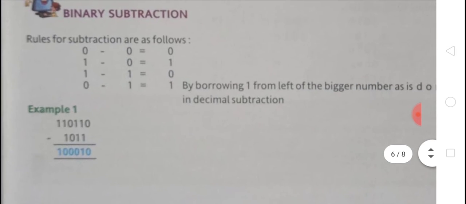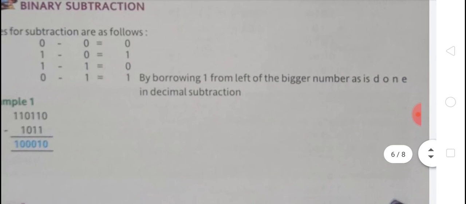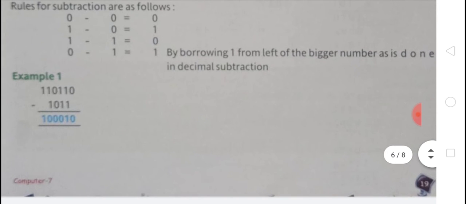Now subtraction. How do we subtract? The rules for subtraction are: 0 minus 0 is 0, 1 minus 0 is 1, 1 minus 1 is 0, and 0 minus 1 is 1. If 0 minus 1 is written, then by borrowing 1 from the left side, one digit we can borrow from the left of the bigger number, as done in the decimal number system.